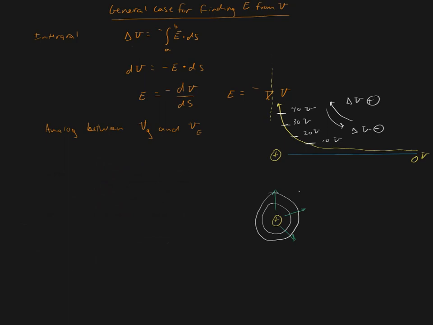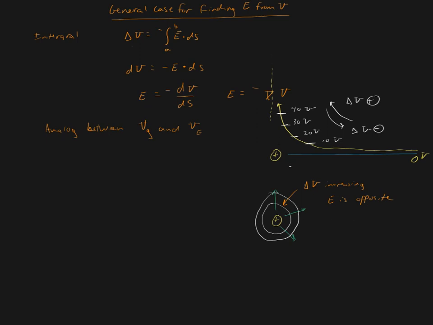And so as you go in this direction right here, getting closer and closer to that charge, delta V is increasing, right? But the electric field is in the opposite direction. And that's why we have that negative sign, E is equal to minus dV/ds. Because as I go in that opposite direction, the field is actually getting stronger.